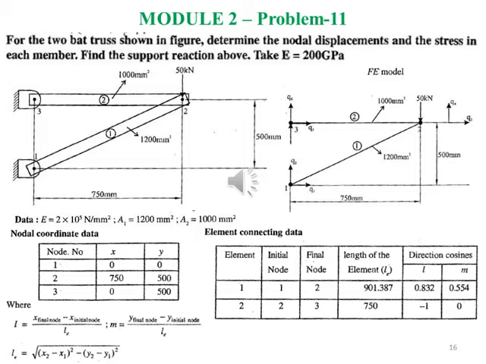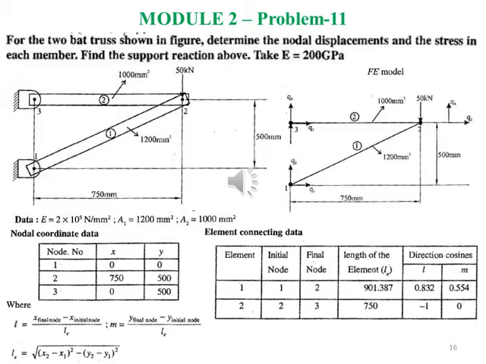So the length of element 1 is nothing but square root of 750 square plus 500 mm square, which comes to 901.387. And the length of element 2, directly from the figure, is deduced to be 750 millimeters, hence 750 we have written. Now the direction cosines L and M are to be calculated. So L is equal to x final node minus x initial node divided by LE, and M is equal to y final node minus y initial node by LE.